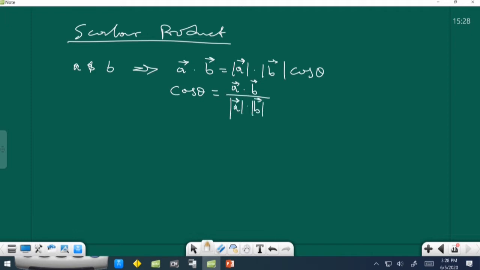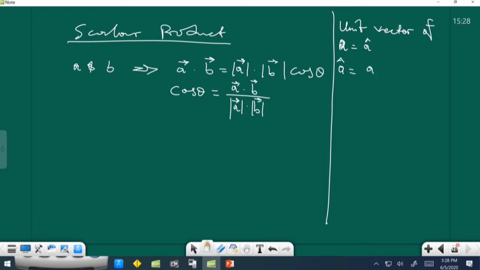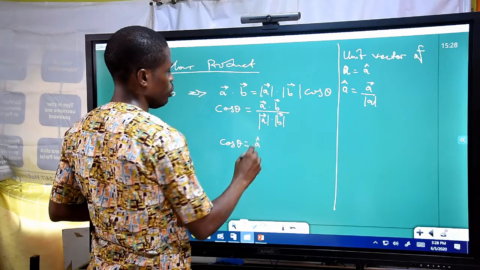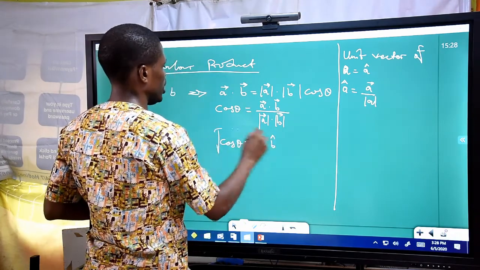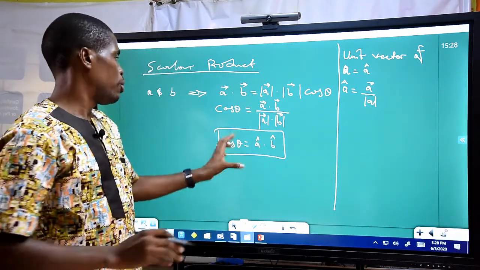But recall that the unit vector of A, with a cap on the A, is equal to vector A divided by modulus of A. So that means we can deal with this and say cos theta is unit vector of A with a cap, multiply B with a cap. So we can do this. This is for scalar multiplication.